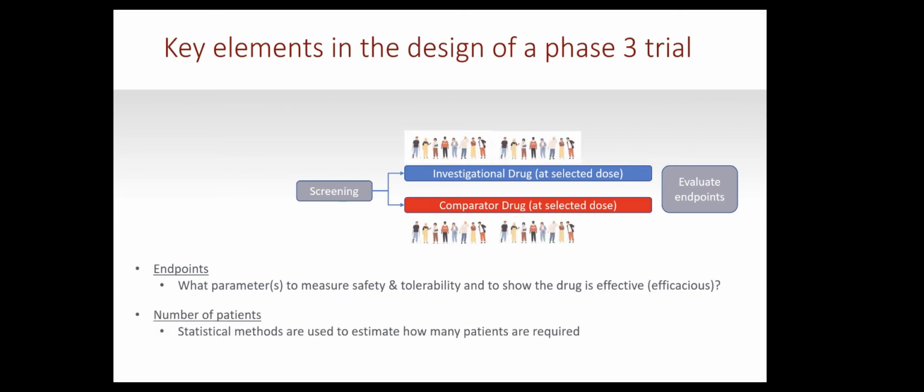And then we've also got the number of patients. So once we've chosen our endpoints, what we're going to measure, then we can decide and use statistical methods to estimate how many patients we need to show a benefit for the investigational drug versus the comparator drug.